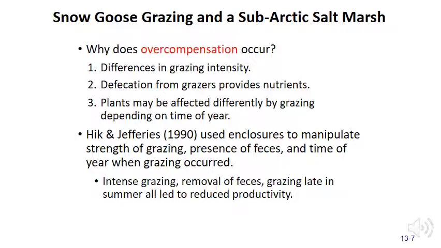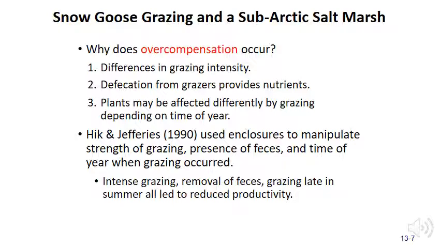And thirdly, plants will be affected differently by grazing at different times of year. So this experiment showed overcompensation in these grasses. But if, for example, that grazing happened predominantly towards the end of summer, that might not allow these grasses time to actually recover from that grazing before the winter sets in. So clearly the timing of herbivory is going to play a big part there.